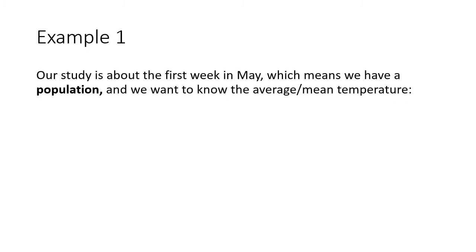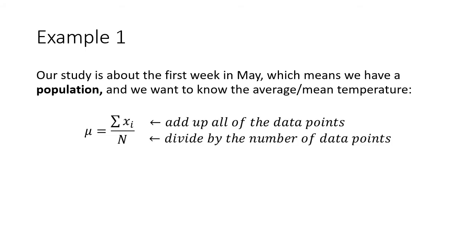So let's go back to our example about those temperatures. Let's say our study is about just the first week in May, which means we have the population, and we want to know what the average, or the mean, temperature was for that first week in May. Well, the way we find that is going to be this formula here, which looks intimidating, but it is in fact incredibly easy, because all this is saying is that mu, or my mean, is equal to, on the top, that summation. So add up all of the x sub i. Just add up all the data points, and then divide by n, which is our sample size, the number of data points.